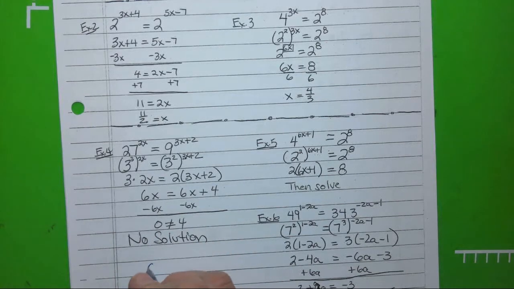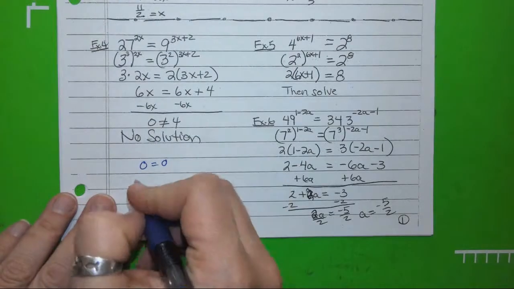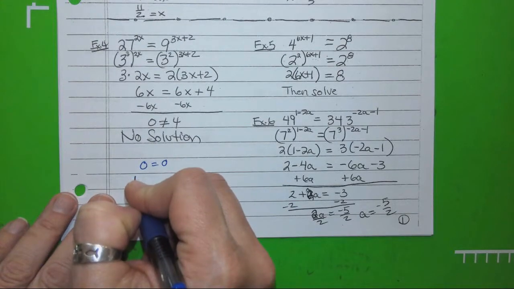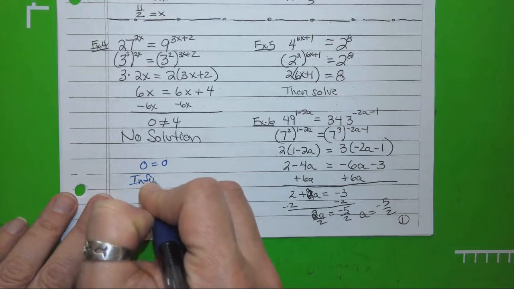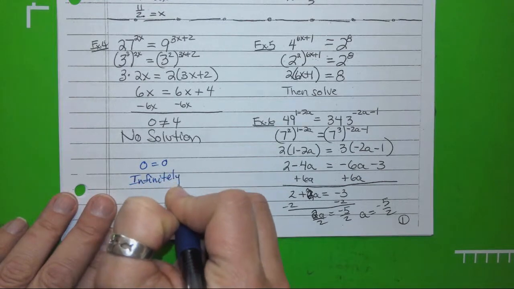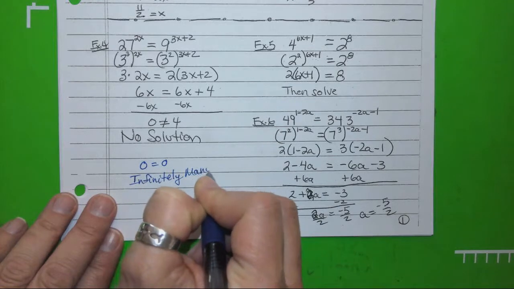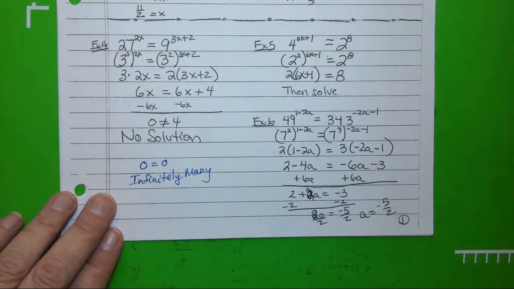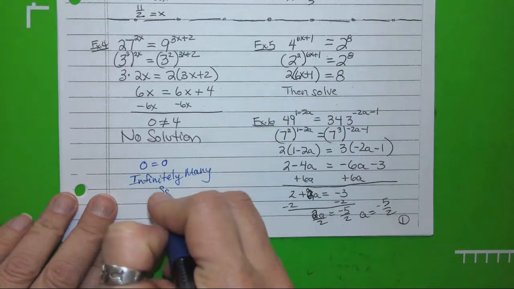Now, if you solved it and you got 0 equals 0, then what would we say? We would say infinitely many solutions. There are lots of different things that we could put in there. Okay?